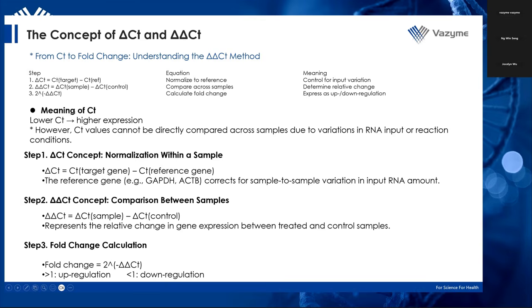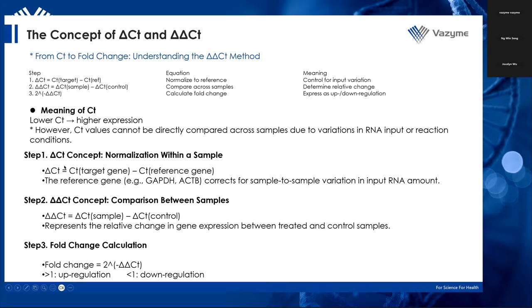First, let's take a look at the meaning of CT value. The lower the CT value, the higher the expression level. The more intense, the more DNA is present for the target gene. However, CT values cannot be directly compared across samples due to variation in RNA input and reaction conditions. Like I mentioned just now, it varies from sample to sample, right? So how can we use this value then? The first step is to normalize the delta CT value within a sample. That's where we do the ΔΔCt calculation.